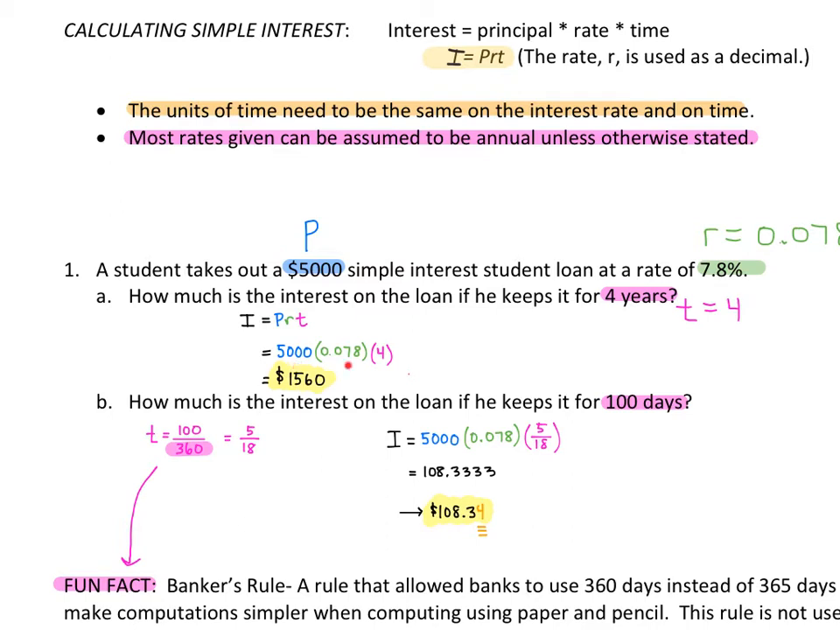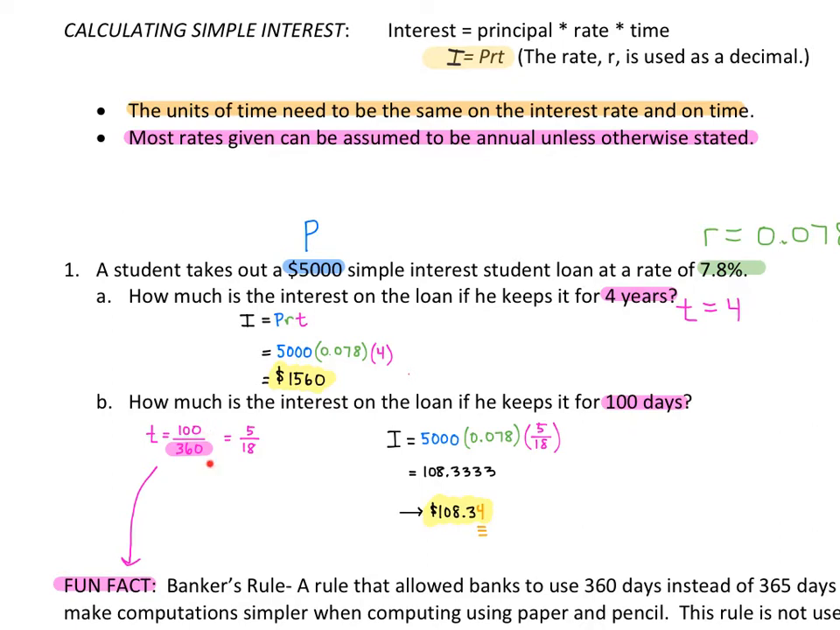So moving forward, I equals P times R times T. P is 5,000, R is 0.078, T is 4. Throw it onto your calculator, and you should get $1,560. That is what that student is going to pay in interest for that loan amount. Looking at the next one, how much is the interest on the loan if he takes it for 100 days? Notice the rate is the annual rate in years, and the time is in days. So we need to convert this from days to years.